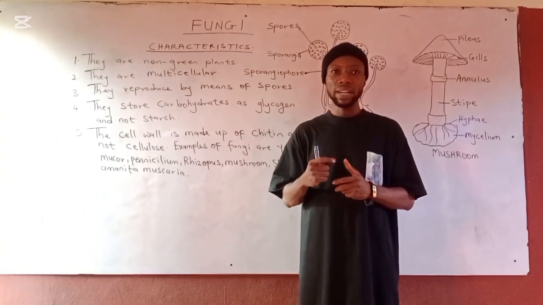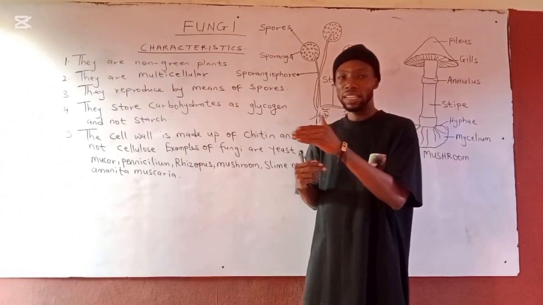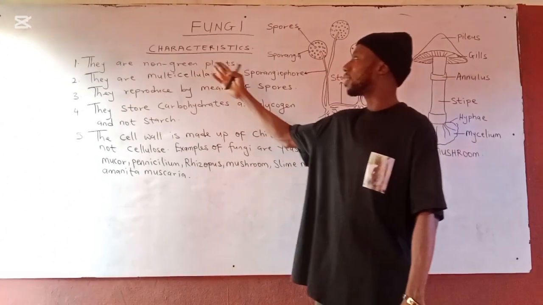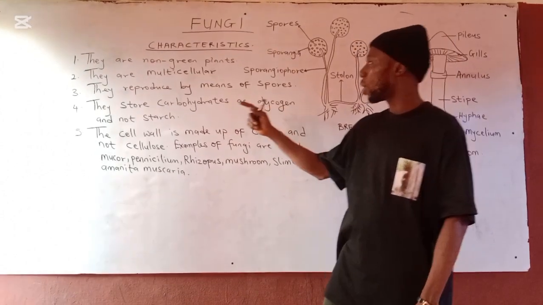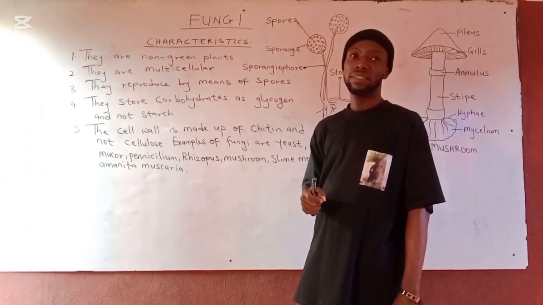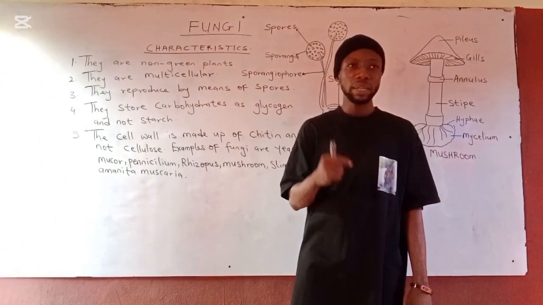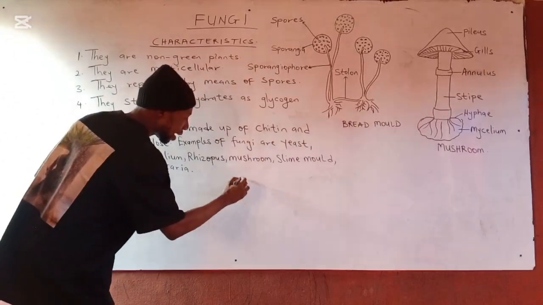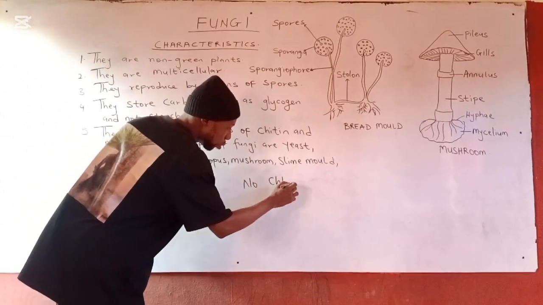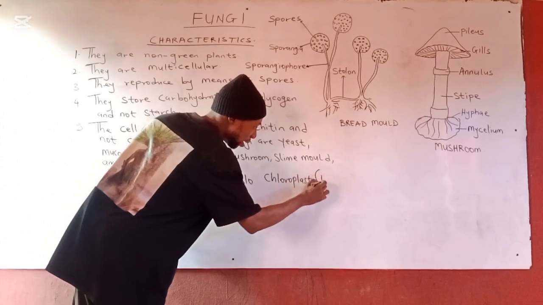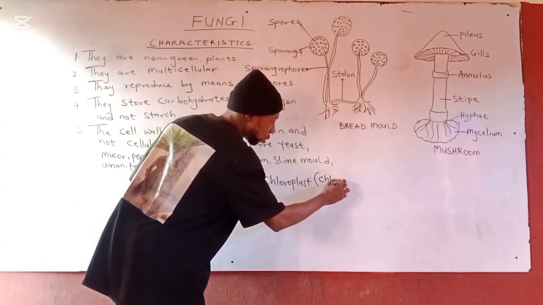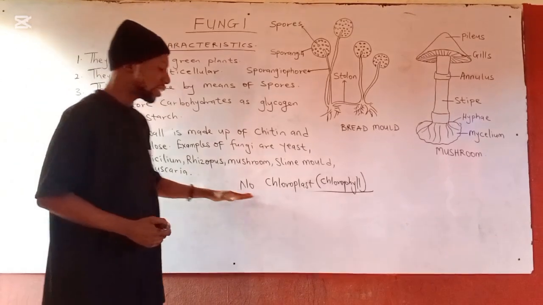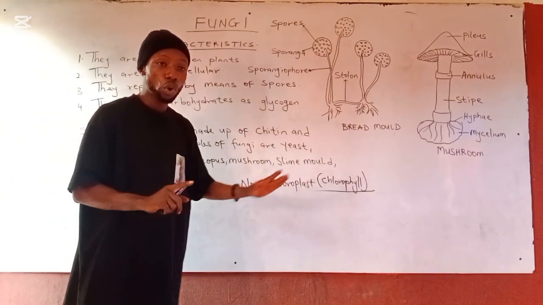Some of the characteristics of fungi are seen in plants, and some are seen in animals. So now let's look at the characteristics of fungi. Number one, they are non-green plants. Fungi is a non-green plant, meaning that fungi have no chlorophyll, which means that fungi have no chloroplast. Hence, there is no chlorophyll.